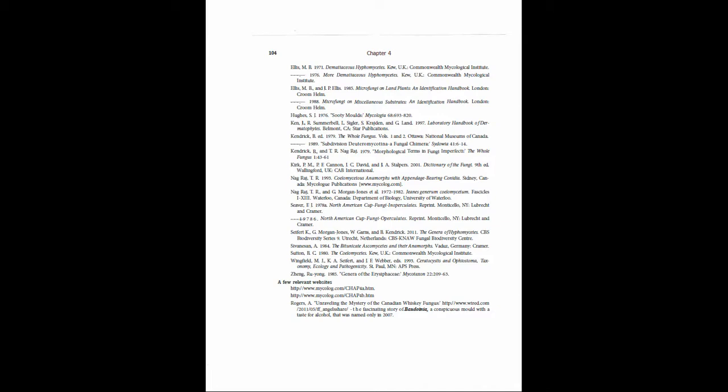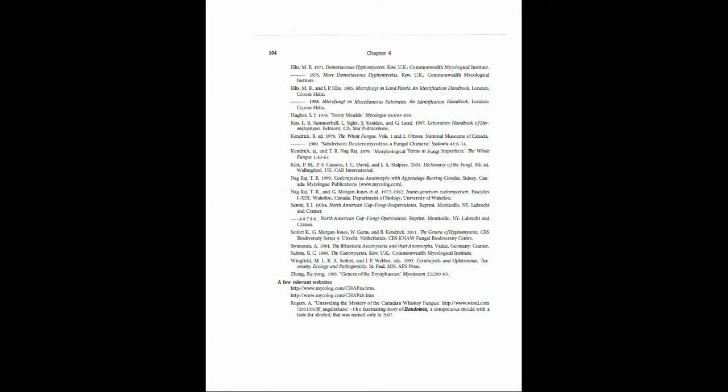Hughes, S. J. 1976. Sooty Molds. Mycologia 68:693-820. Kane, J., R. Summerbell, L. Sigler, S. Krajden, and G. Land. 1997. Laboratory Handbook of Dermatophytes. Belmont, CA, Star Publications. Kendrick, B., ed. 1979. The Whole Fungus. Volumes 1 and 2. Ottawa, National Museums of Canada.